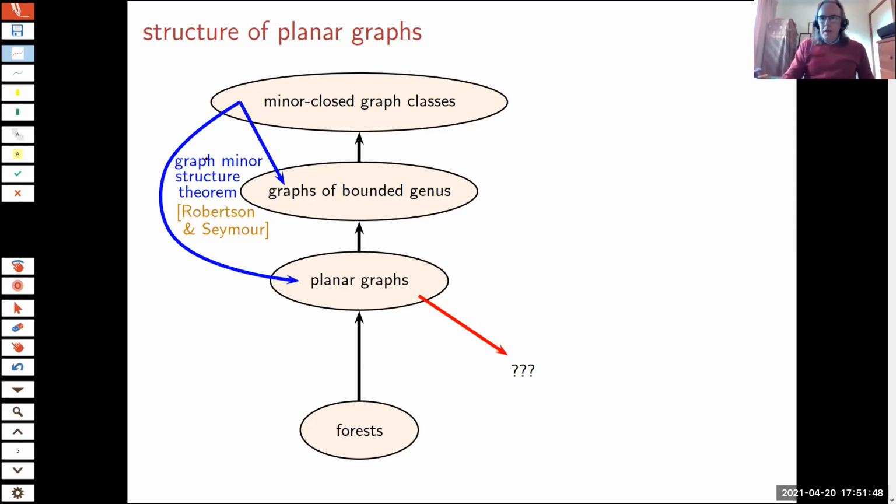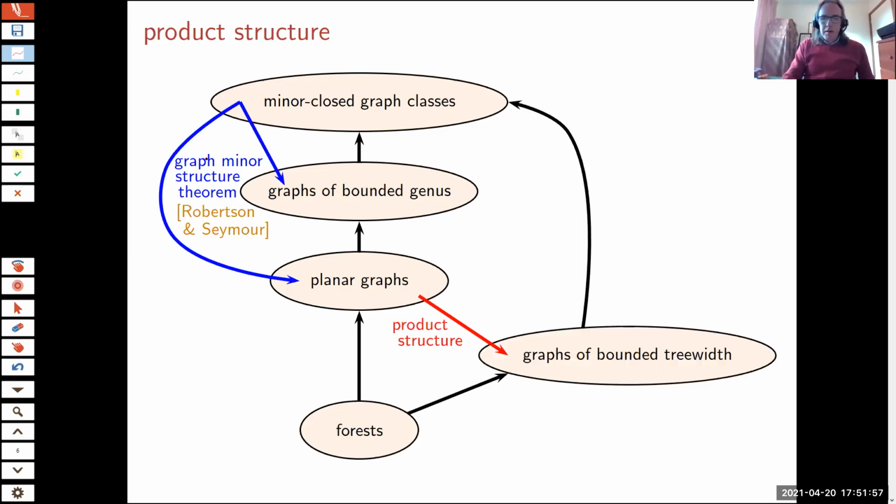And the punchline of this talk is that you can describe planar graphs in terms of something simpler. And the something simpler turns out to be graphs of bounded tree width. I'll define this in a minute, but just for now, think of tree width as a measure of how similar a graph is to a tree. And graphs of bounded tree width are tree-like graphs. That's all you need to really know for this talk. They're just tree-like graphs. They're also a minor closed class, so they fit into the original picture.